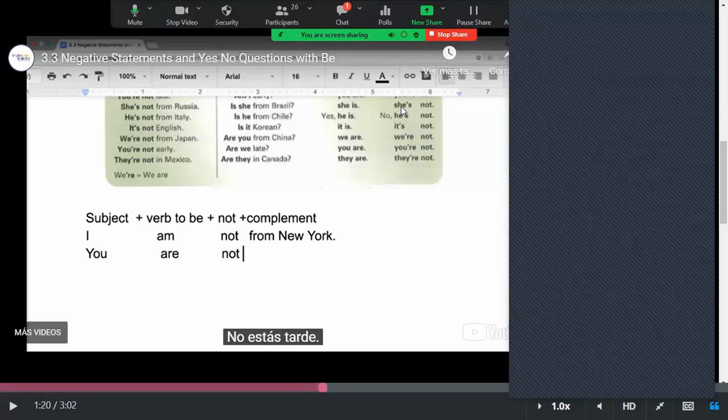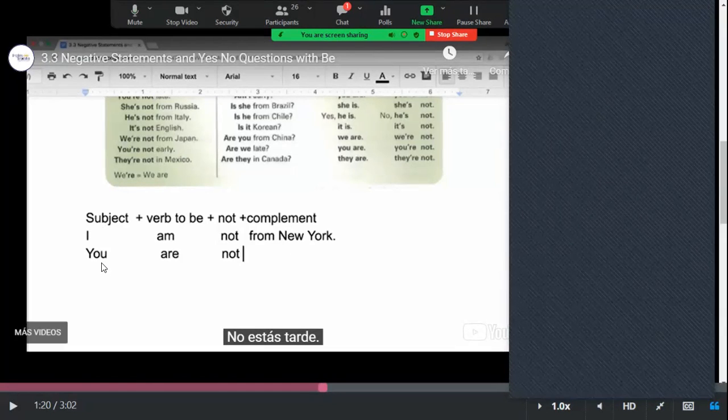Vamos, Elizabeth. I am not happy. Okay. Ok, cambiamos. Vamos a hacer con el subject she. A ver, todos con el subject she. She, y es negative statement. Negative statement with she.